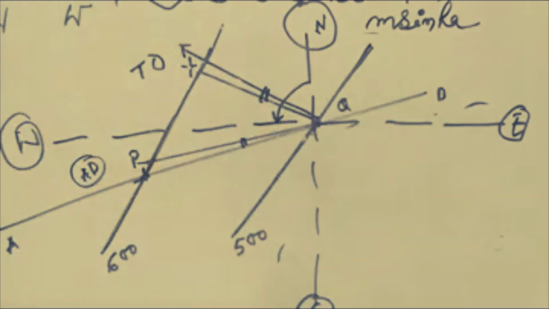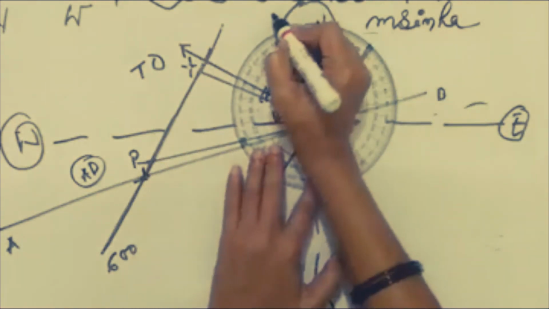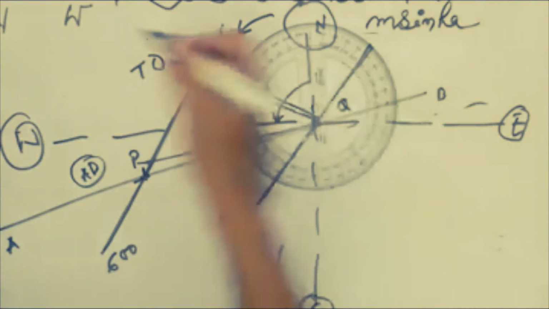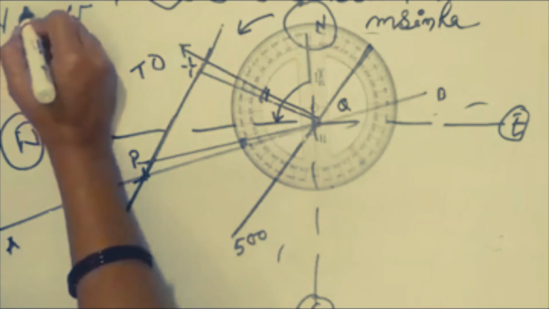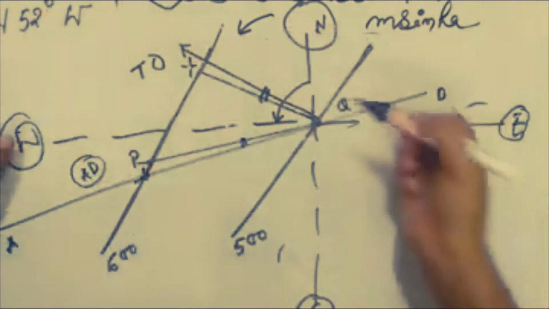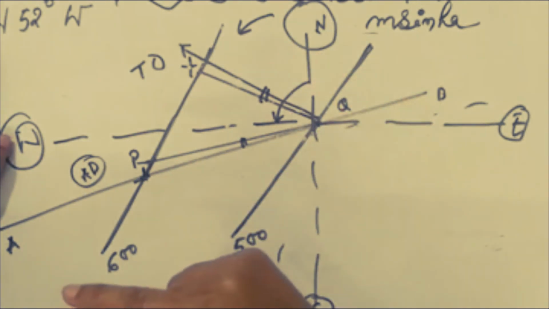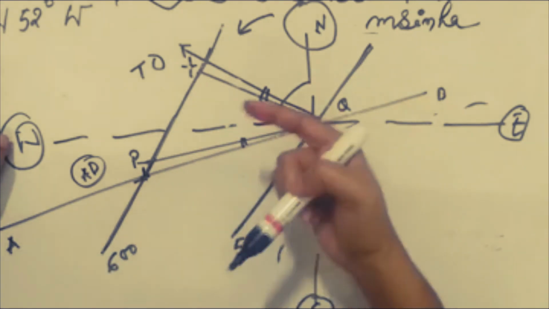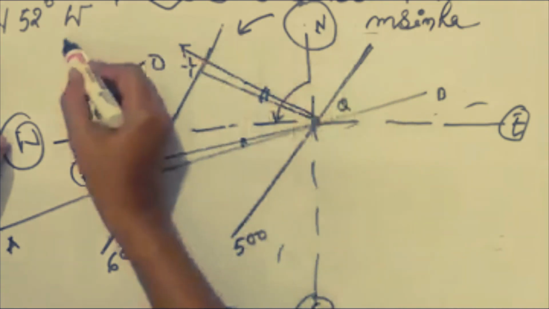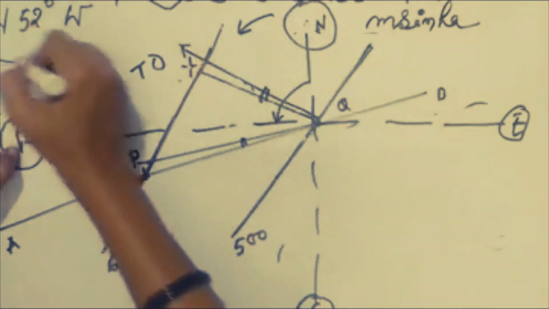You put a protector, you put 0 at the north, move anti-clockwise and measure this direction and note the value. Suppose it is 52 degree. So the previous one was the amount of dip. Now the direction of dip. The direction of the dip is north 52 degree west. Okay, because it lies in that zone.